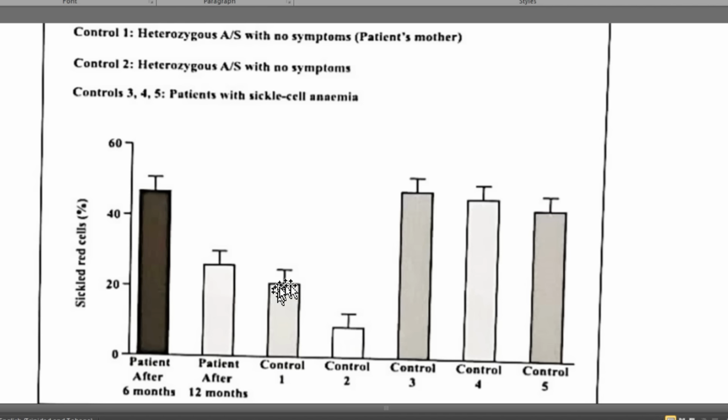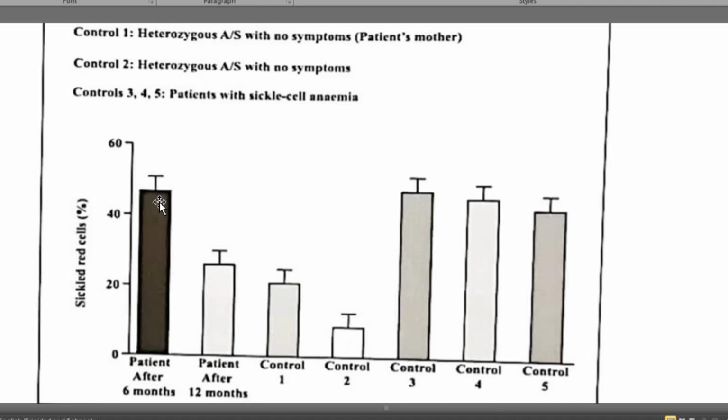Now the first control is the patient's mother. So the first one we can see is the patient's mother, and assuming we're reading from up here, she has about, you could say, 25% sickle red blood cells. Control 2, right, is somebody who has no symptoms, and in low oxygen conditions they have about 15% or so. I'm just eyeballing this, right? You all could look at it properly. Controls 3, 4, and 5 are people with sickle cell anemia, and they have relatively high, almost 50% sickle red blood cells. The patient has about 50% sickle red blood cells in the beginning.